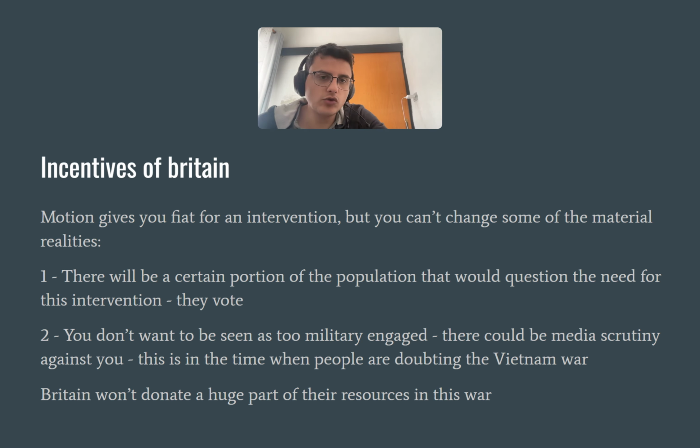So basically, the motion gives fiat for intervention, but that doesn't mean that you can change some of the material realities of intervention. So what does this mean? Firstly, most likely there will be a certain part of the population that would just question the need for this intervention. This population also votes and is important in election cycles. Because you don't really want to antagonize them to that extent, you would likely be very controlled in your intervention.